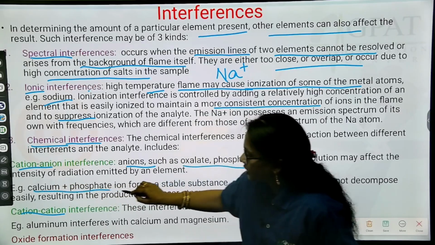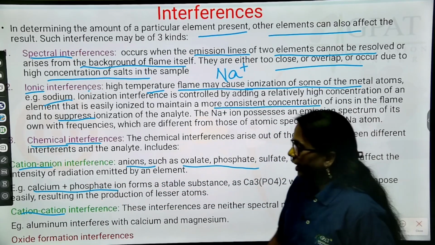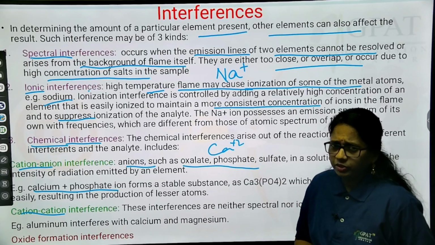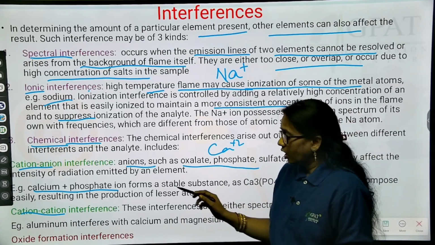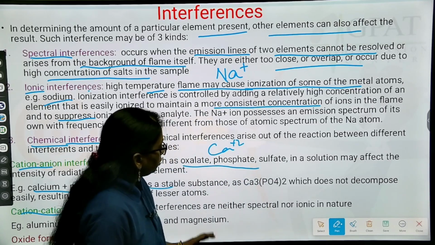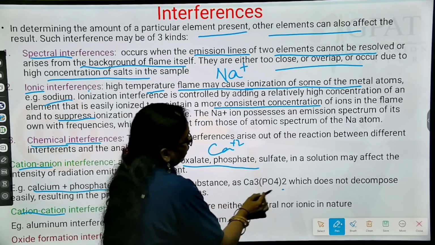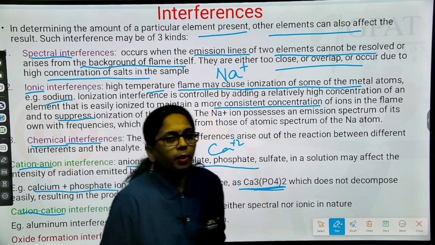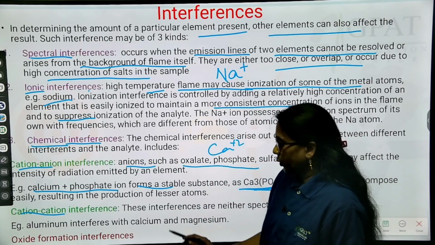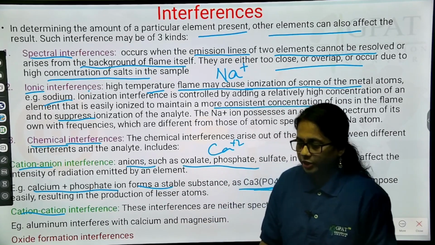For this, the best example is calcium and phosphate. Calcium is going to be in the plus state, so whenever we want to estimate calcium, if phosphate ions are present, they are going to form calcium phosphate, which is a highly stable compound that cannot decompose very easily. That's why this interference is called cation-anion interference.